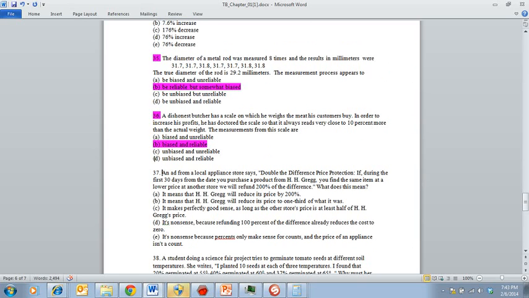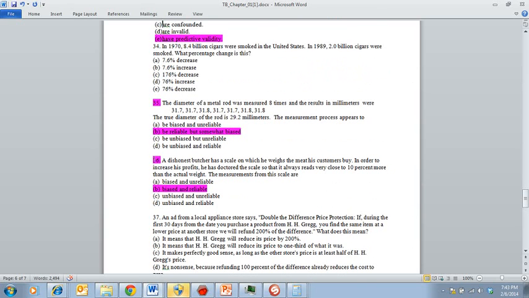Did I skip one? Yeah, 34. In 1970, 8.4 billion cigars were smoked in the United States. In 1989, 2 billion cigars were smoked. What percentage change is this? You have to find the difference. That's going to be our numerator. Between 8.4 and 2.0 billion is 6.4, right? So the change was 6.4 billion divided by the original, which was 8.4 billion.